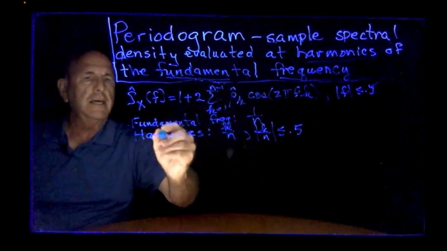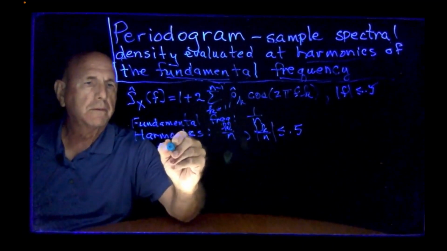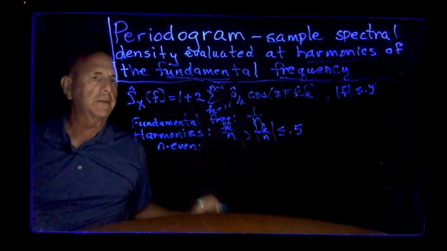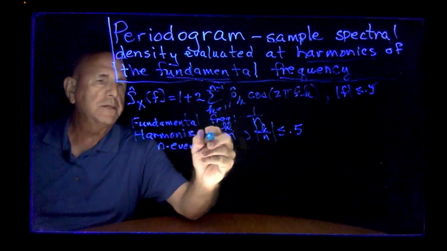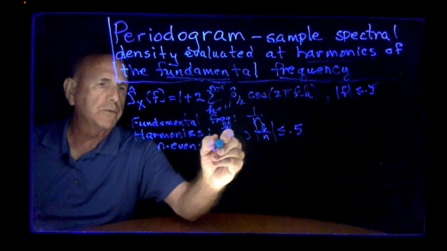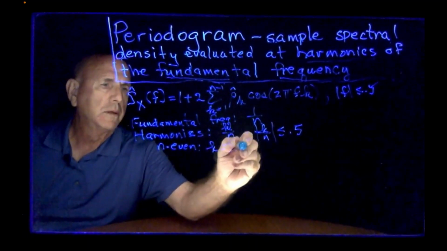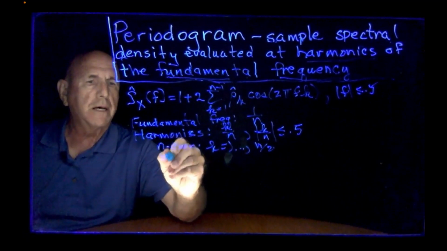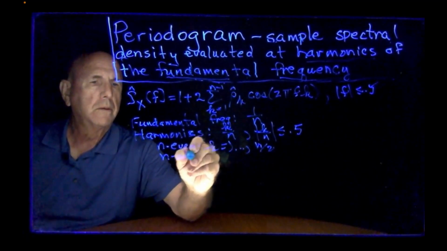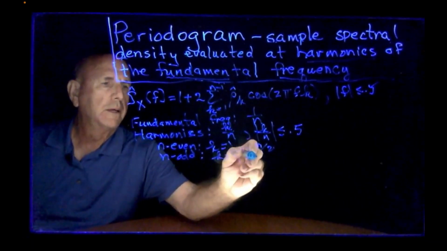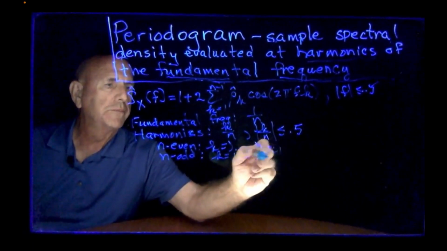And I didn't say it, but the k's are integers. If n is even, k equals 1 out to n over 2. And if n is odd, then k goes from 1 out to (n minus 1) over 2.